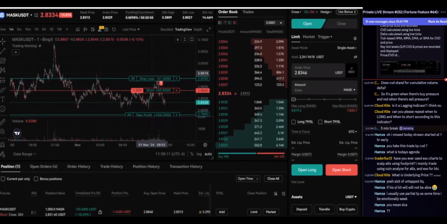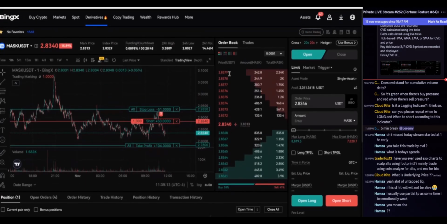All right, long-winded, but you get it. Anyone have any questions when it comes to partial TPs, partial SL, stuff like that? Any trading, risk management stuff you guys are curious about? Let me know.